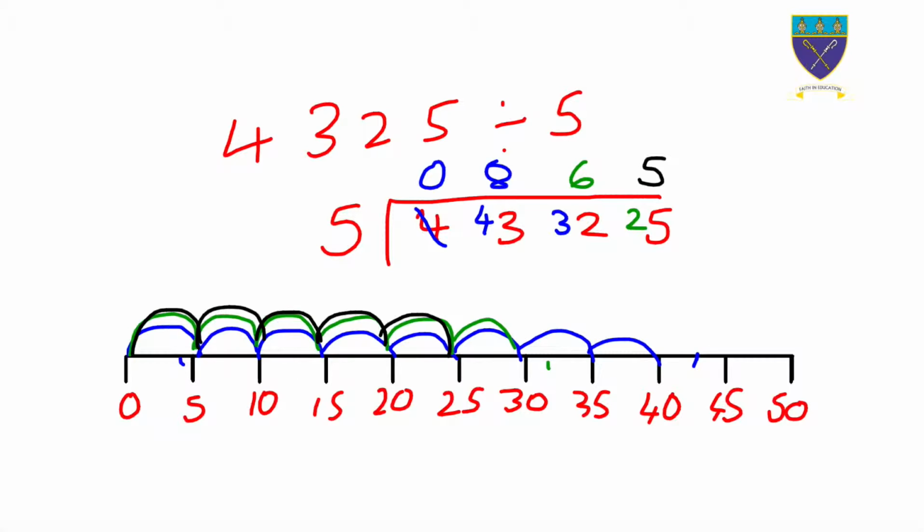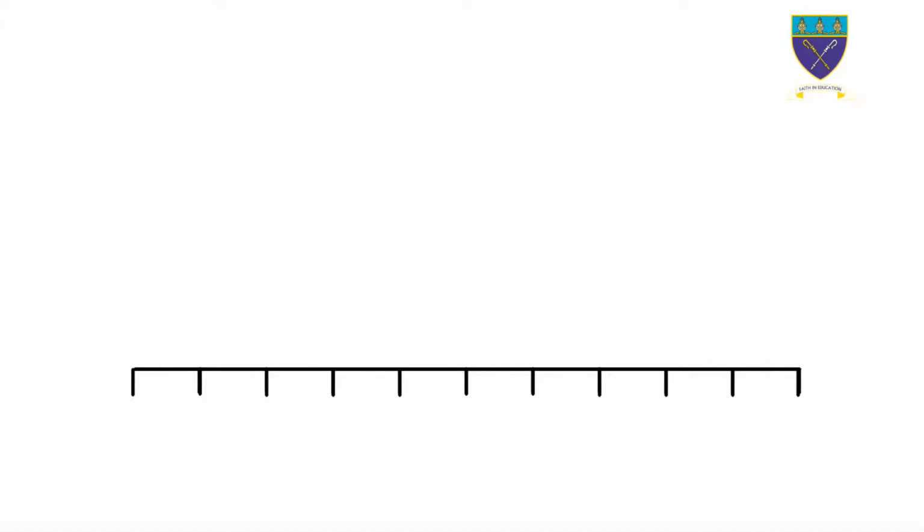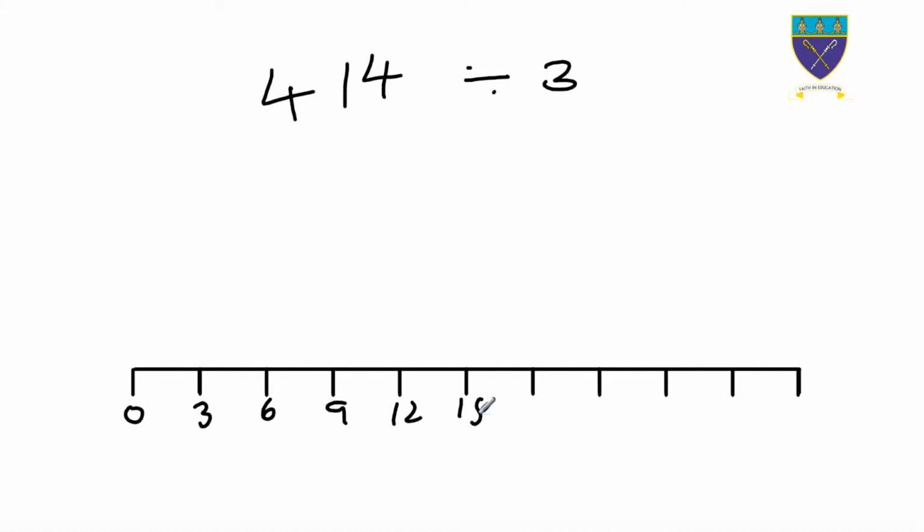The bus stop works for any numbers, and sometimes you can get remainders. But we'll have another practice at doing one similar to that. If I had 414 and I wanted to divide that by 3, then divide by 3 means I'm counting threes. So I need to start my number line at 0 and count in threes, all the way until 10 times that number.